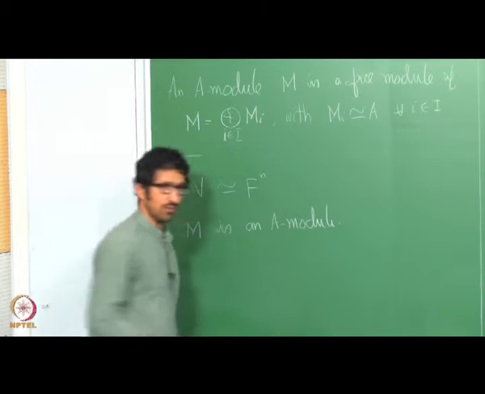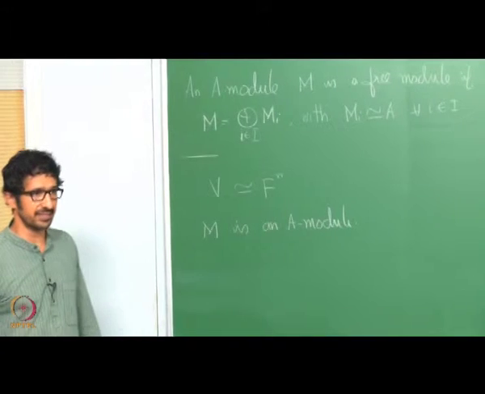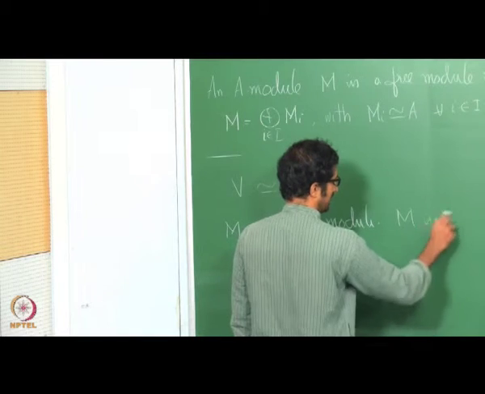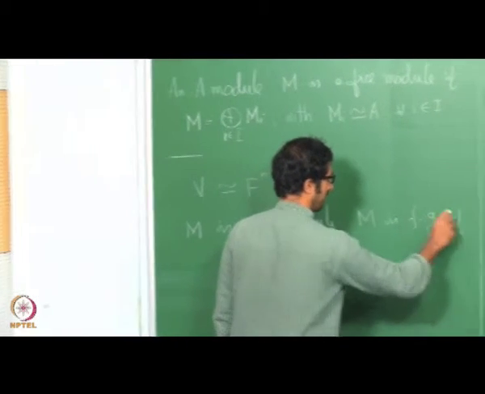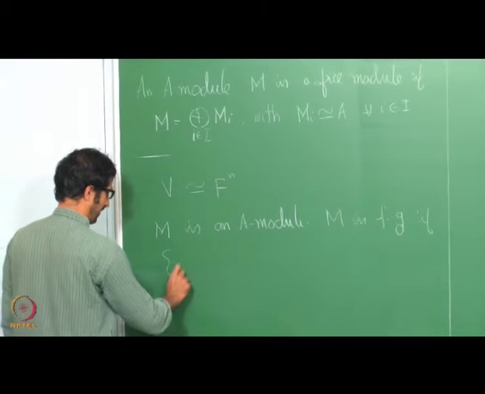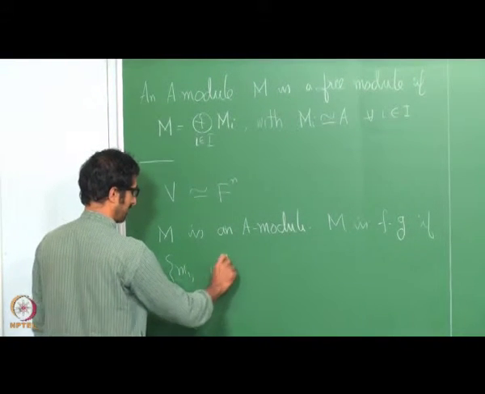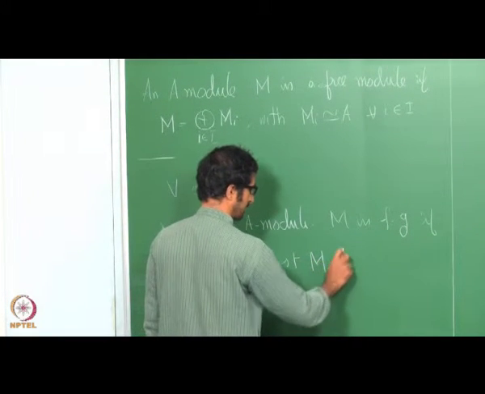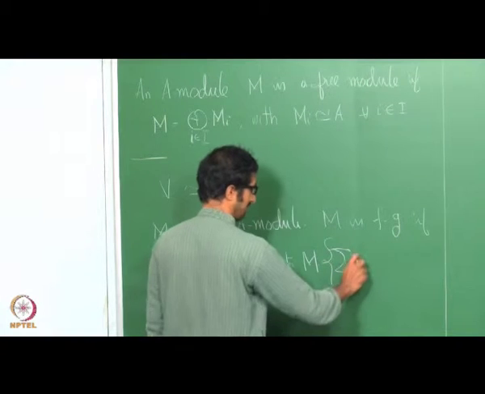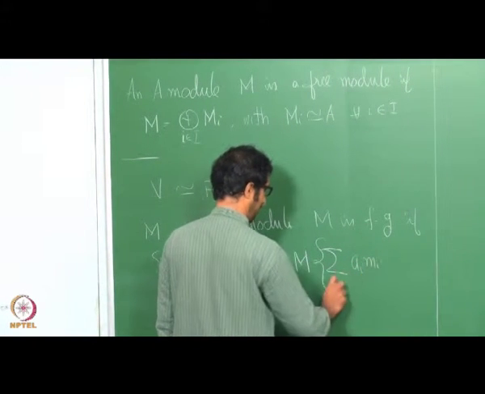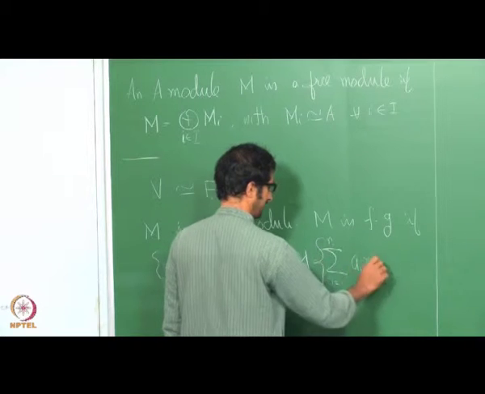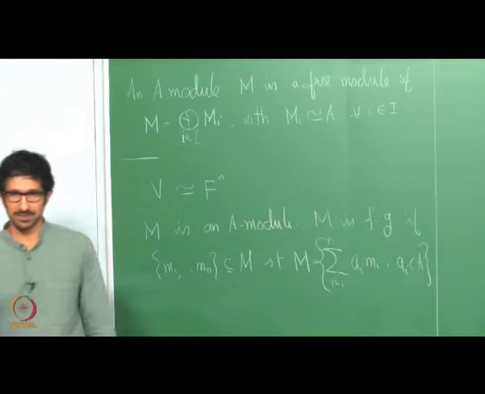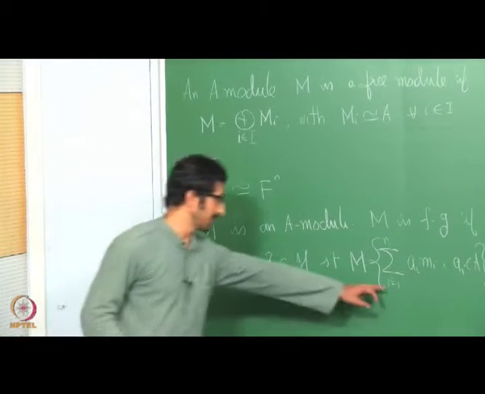Okay. What is meant by this being finitely generated? M is finitely generated if I can find some M1 up to Mn such that M is equal to the summation Ai Mi, i from 1 to n, Ai belonging to A. You can write every element of M as a linear combination like this.